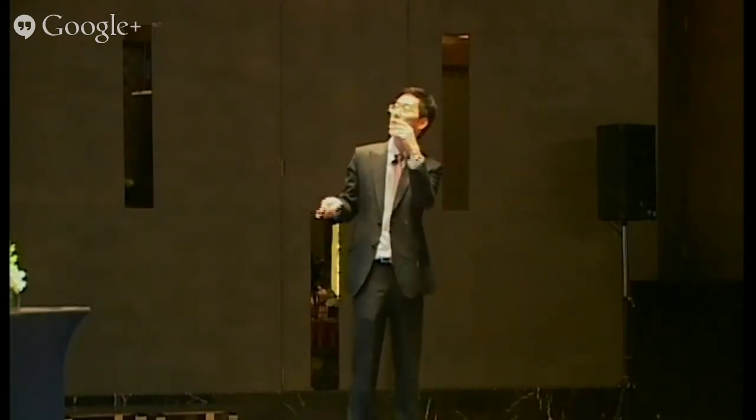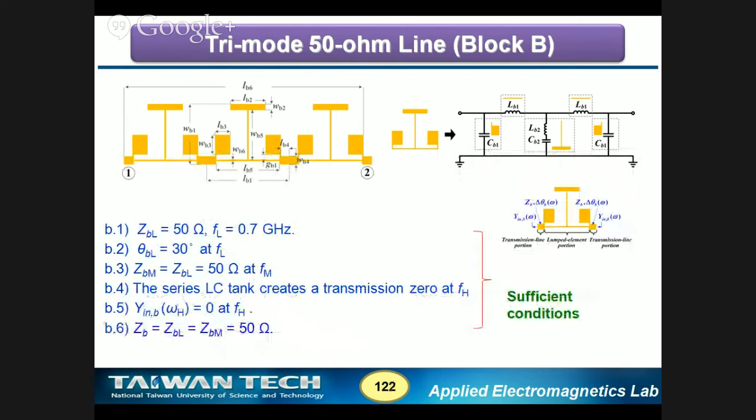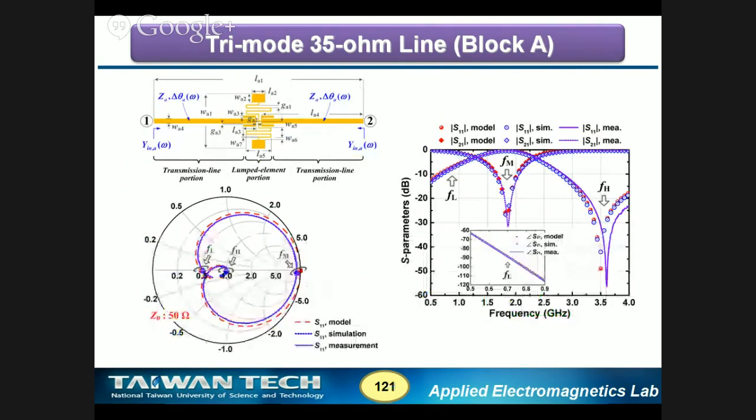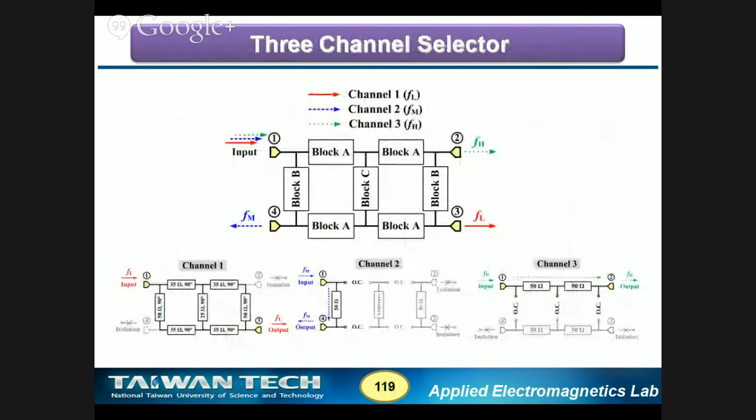I understand that. But anyway, we rearranged the whole circuit and submitted it to a journal paper. It gets accepted. This is another block, and for this block, the condition is somehow different. This block is being used in this part. In the low band, it should be 50 ohm, 90 degrees. In the mid band, it should keep the 50 ohm. And in the high band, it must become open circuit.